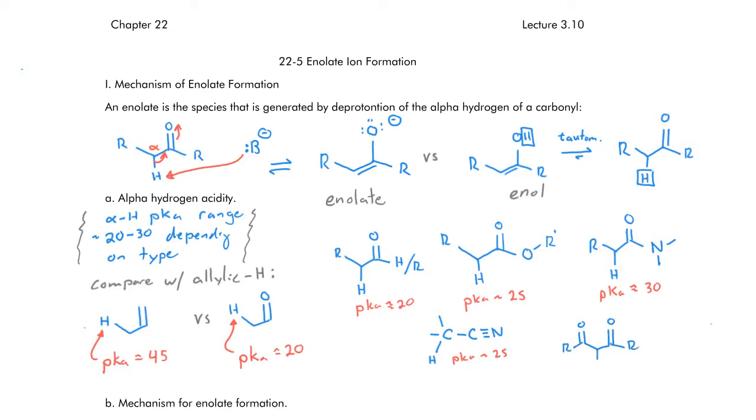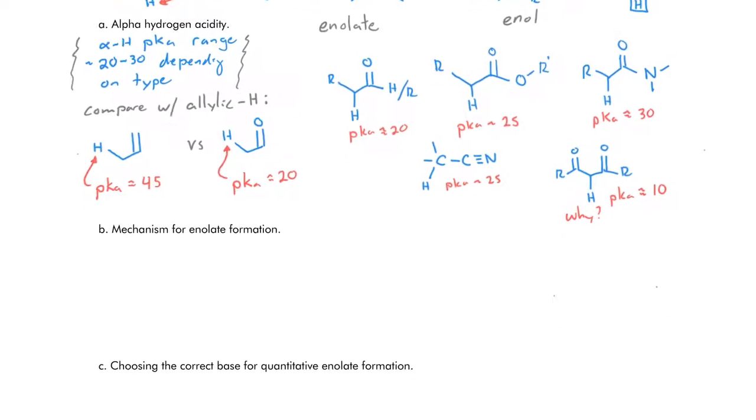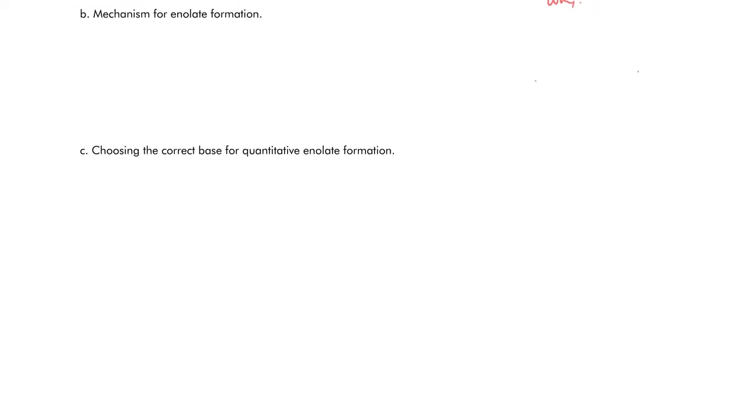And then finally, we get to the beta dicarbonyl species, which have a much lower pKa, from about 10 to about 13, depending. You should ask yourself the question, why is it so low for those substances? Now let's take a look at the mechanism for the formation of enolates.